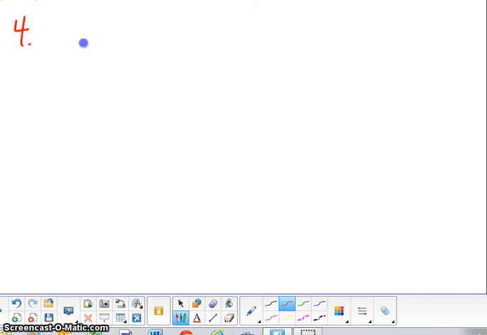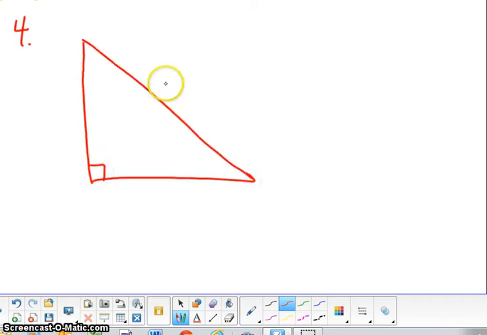Number 4 is a triangle, a right triangle, and it says that the hypotenuse is 25, and it also says the length of one leg is 17 less than the other.